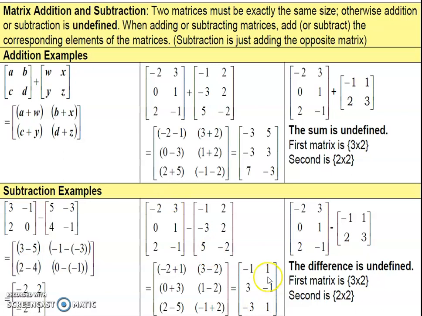We would like to take the subtraction easily, but here subtraction is not possible because the matrices have the orders 3 by 2 and 2 by 2. So subtraction is not possible in this example also. So it is very important to think about this basic concept behind this.